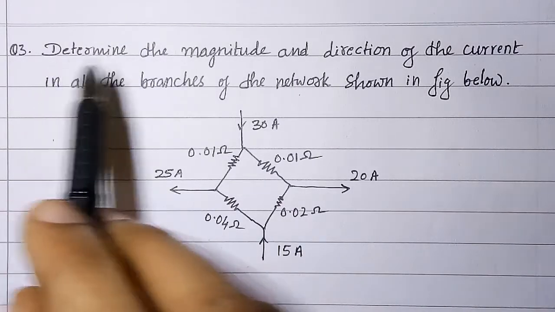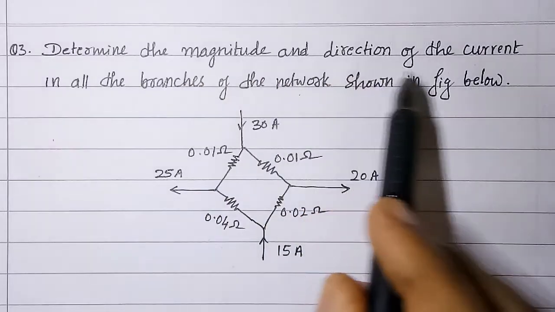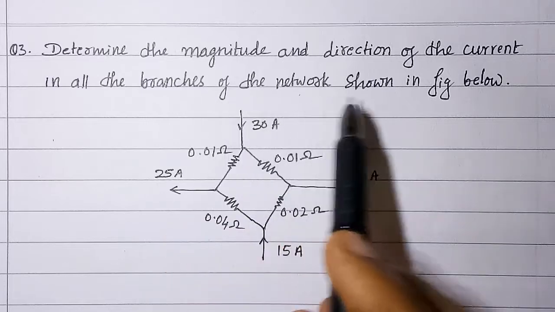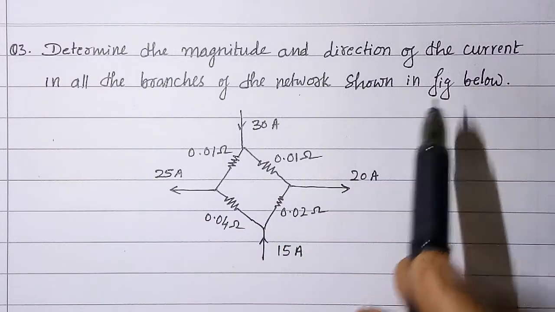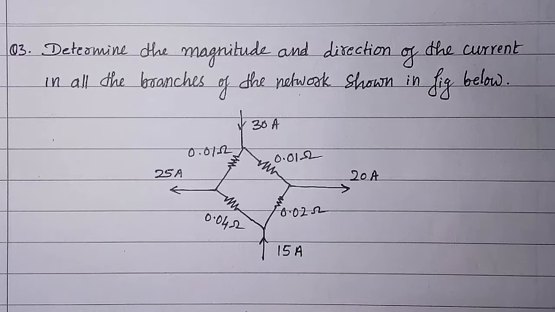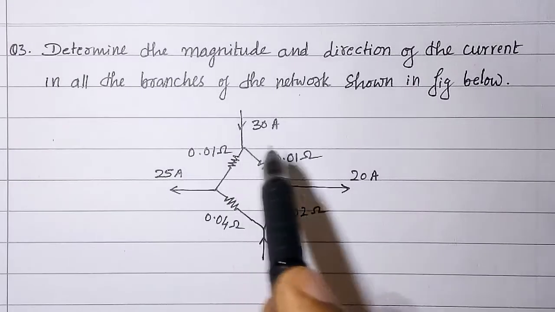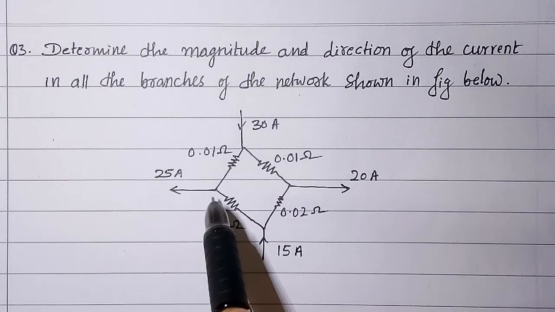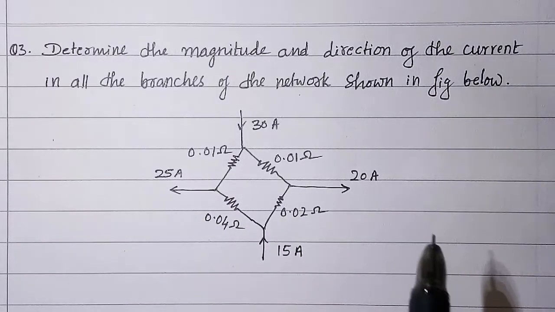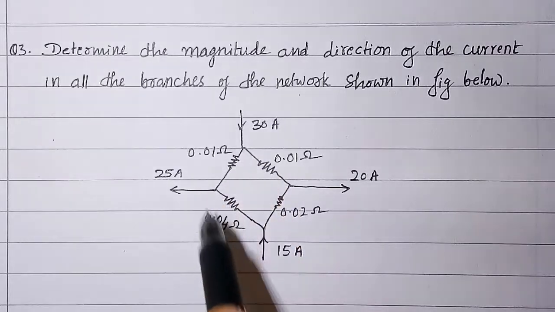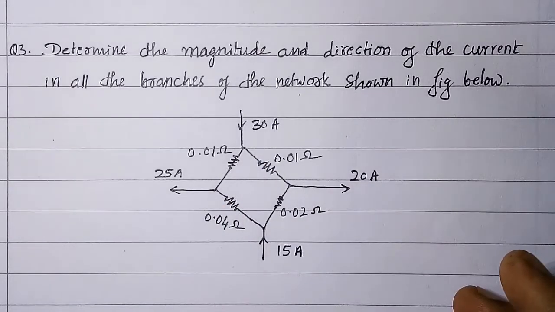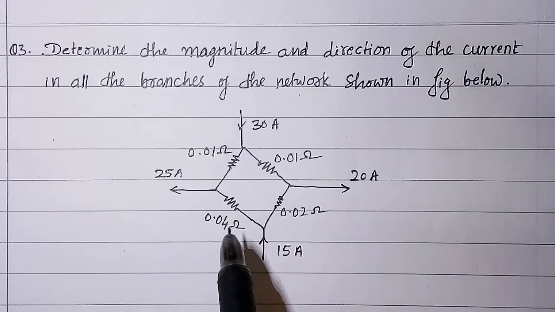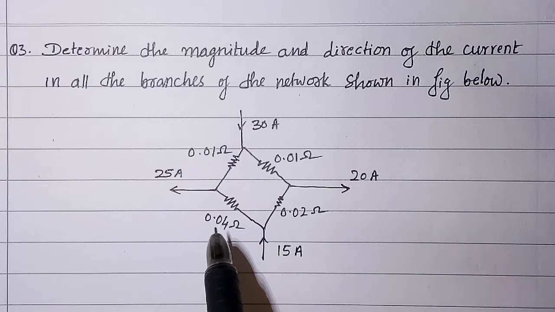Question number 3. Determine the magnitude and direction of the current in all the branches of the network shown in the figure below. So here is a network in which some incoming currents like 30 ampere and 15 ampere and certain outgoing currents like 25 ampere and 20 ampere are shown along with the various branch resistances. Now we have to find the current in all these branches along with their directions.